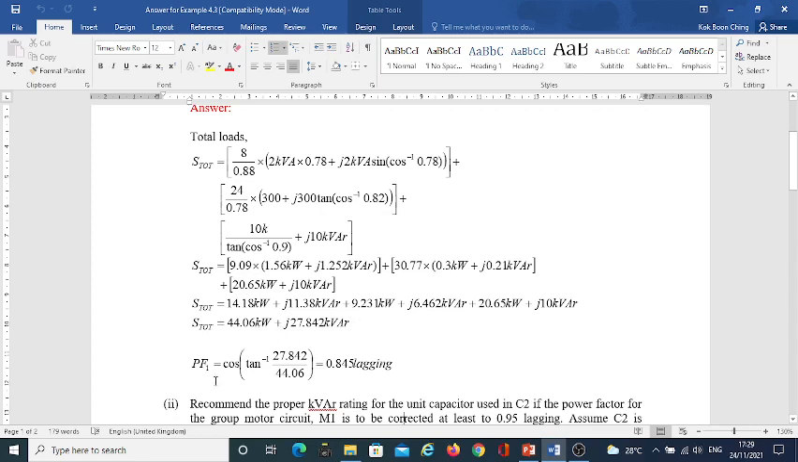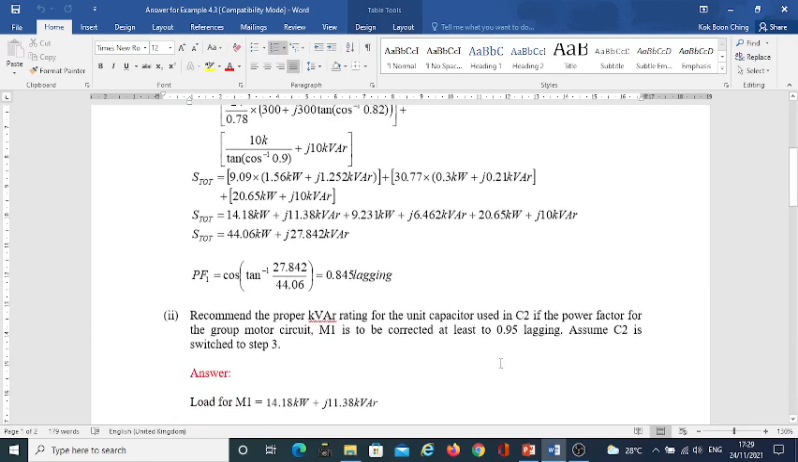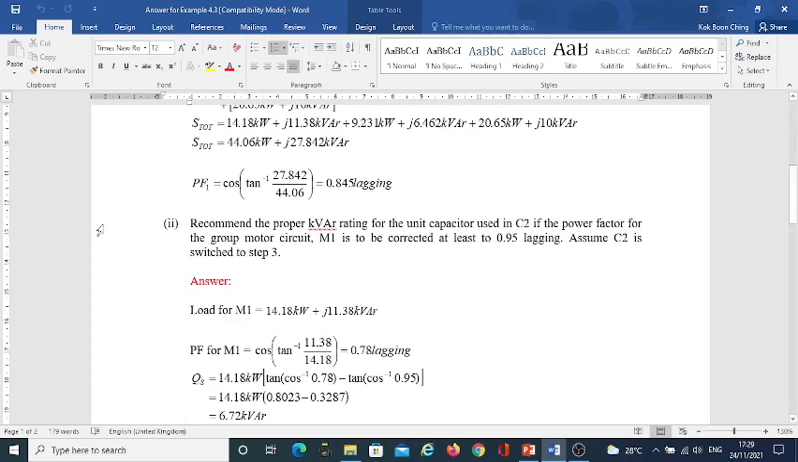So we can simply analyze the power factor using the arctangent, because theta is the power factor angle, and tangent theta is equal to Q divided by P. So the cos theta is equal to 0.845 lagging in this case. Then the second question is to recommend the proper kVAR rating for the unit capacitor.